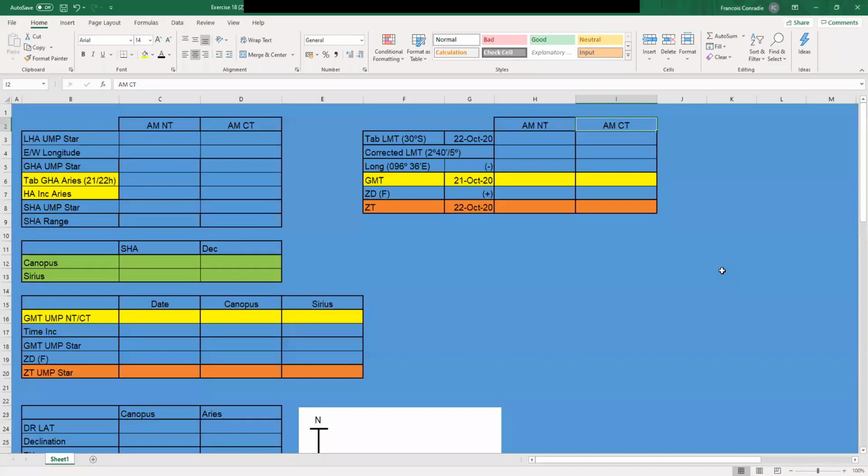Okay, now what we need to do is go into the almanac and find the time for these twilights on this date. So let's have a look. We go into the almanac on the 22nd of October.